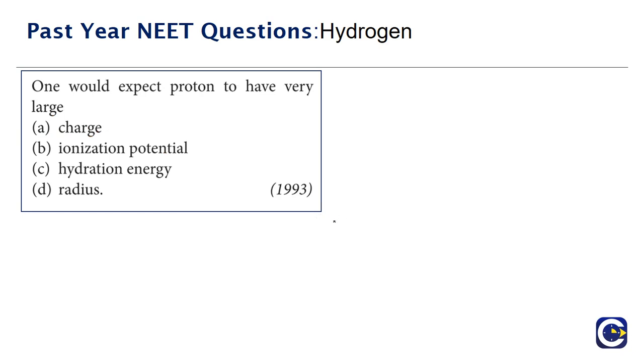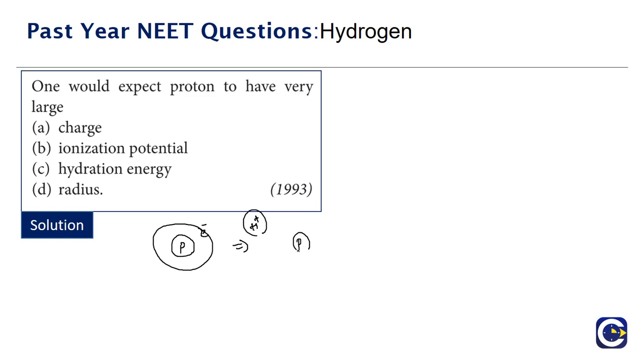This is a question that has come in 1993. One would expect proton to have a very large... A proton is basically the hydrogen atom, because in a hydrogen atom, protium is the only isotope which will have one proton inside the nucleus and one electron. Once this electron is released, the H plus basically contains a single proton. It has got only unit positive charge, so definitely it will not have a large charge, and there is no concept of talking about ionization potential for this because it doesn't have any electrons.